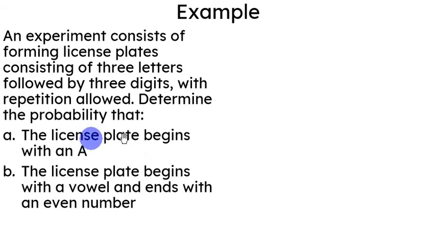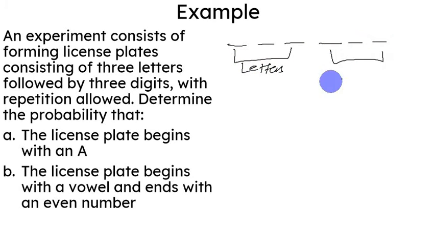Alright, let us start with this one. The license plates begin with an A. First, our license plates consist of 3 letters: 1, 2, 3. So these are the letters. And 1, 2, 3: these are the digits. For the letters, we will assume it's the English alphabet. So there are 26 letters and there are 10 digits from 0 to 9.